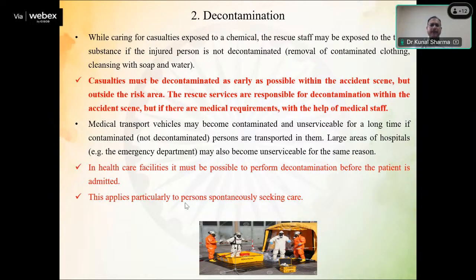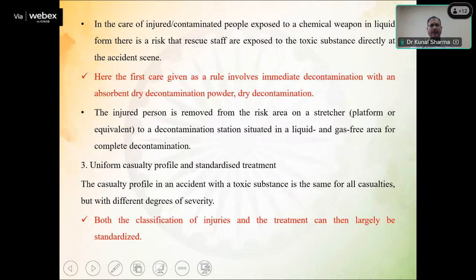In healthcare facilities, it must be possible to perform decontamination before the patient is admitted. This applies particularly to persons spontaneously seeking care. It is not that you can provide this decon procedure to each and everybody, but what we advise is that whosoever is entering the zone, at least he should be decontaminated so that it will not transfer the effect of chemicals to any other persons.